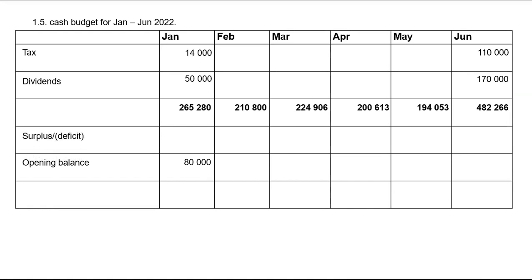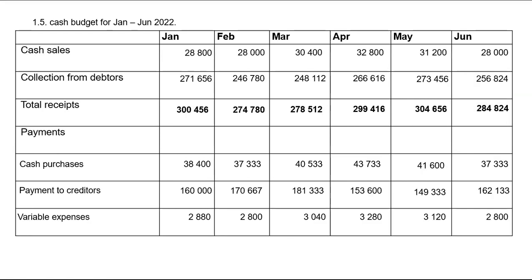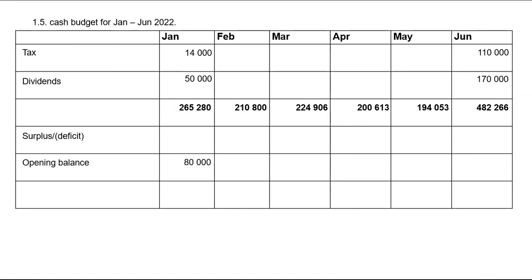Now calculate whether you made a surplus or deficit. I will start with Jan. I will take my total receipts value, which is this 300,456, and minus my total payments value, which is this 265,280. If it's positive, it'll be a surplus. If it's negative, it'll be a deficit. For now, it is a surplus.